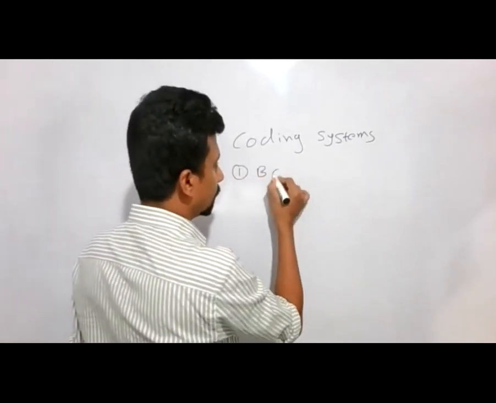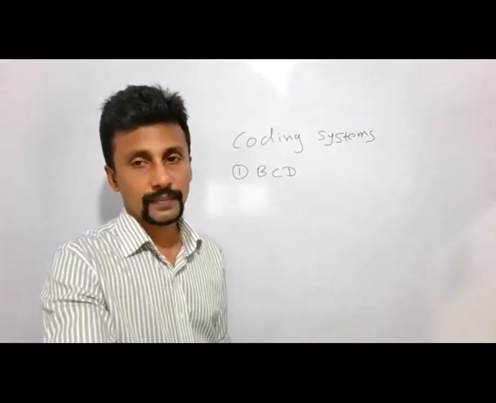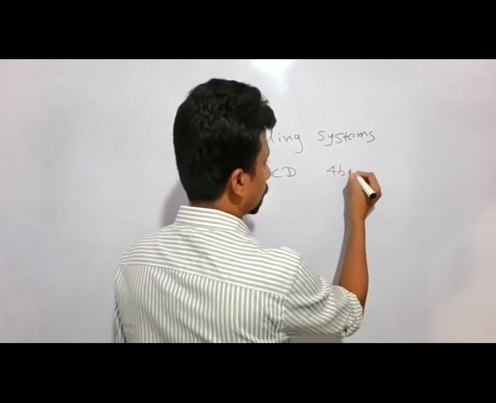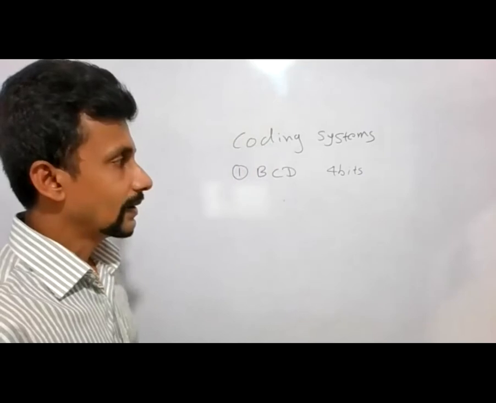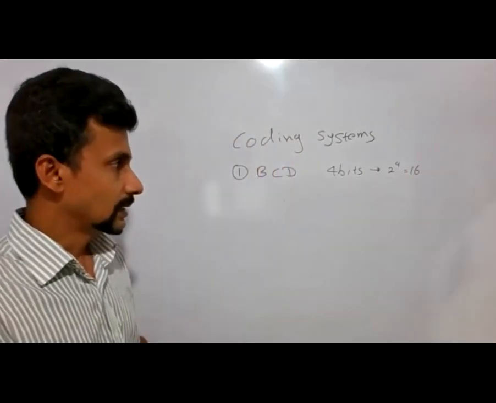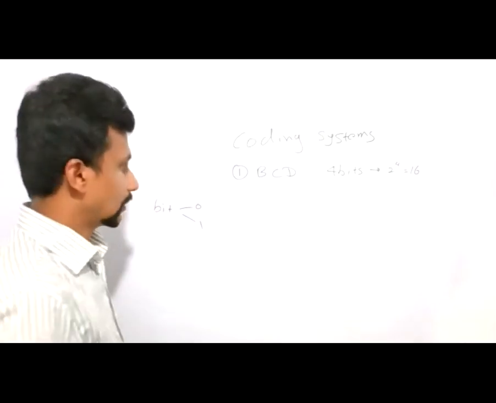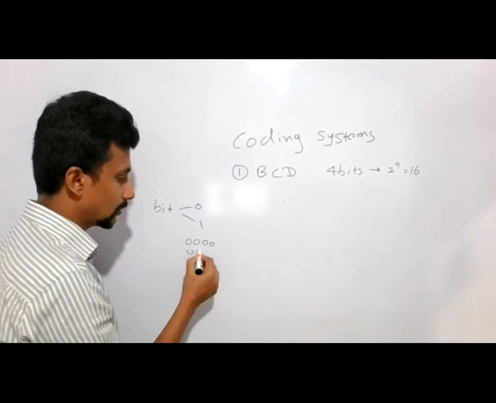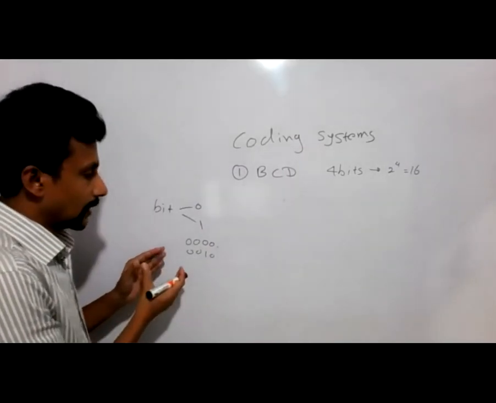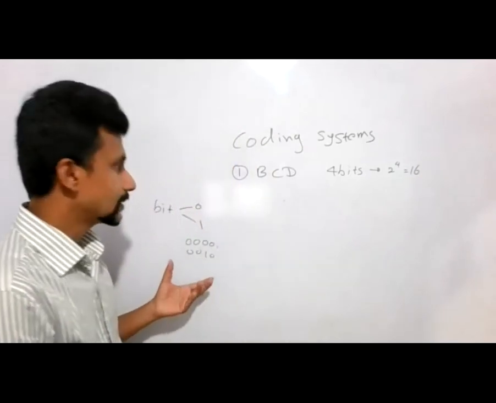First one is BCD. I will give the notes later. BCD stands for binary coded decimal, right? So when you take binary coded decimal, it has only 4 bits. It can represent 2 to the power 4 values, that is 16. A bit can be either 0 or 1. So what are 4 bits? 0 0 0 0, 0 0 0 1, and so on. So the maximum number of separate codes is 2 to the power 4, which is 16. 16 codes can be created using this BCD method.